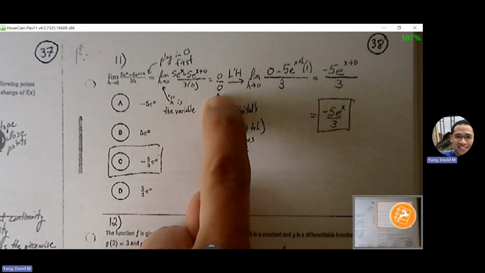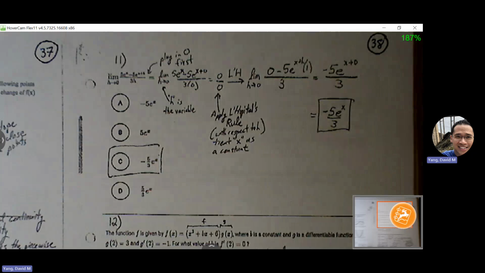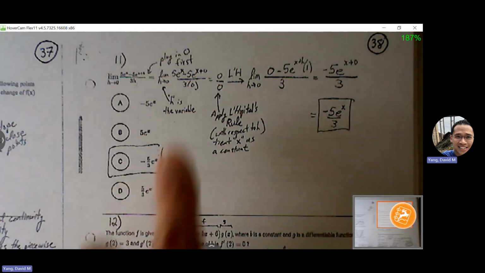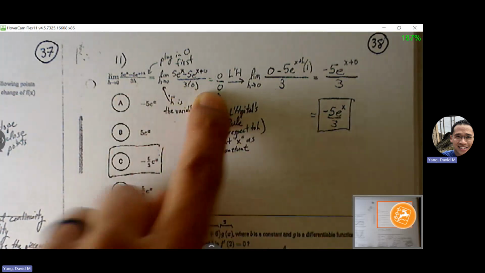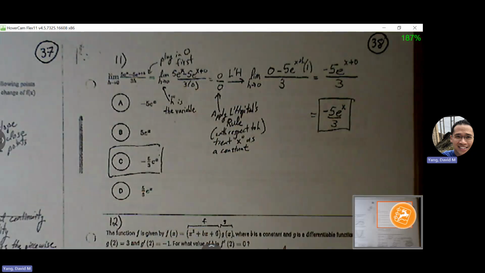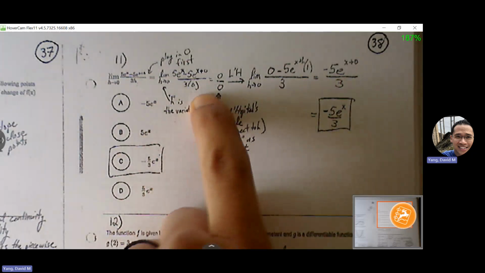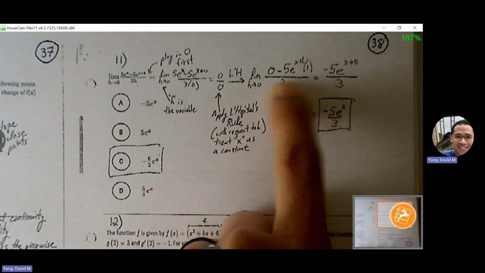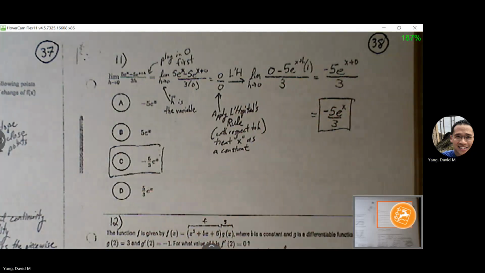The reason that we always want to check first is sometimes the limit already exists and we don't want to do L'Hopital's rule if our evaluation of the expression is going to give us a real number. Then we're going down the wrong process. So make sure that you're always plugging in your x value first before you decide on anything after that. Okay, so in this case, we find the derivative of the numerator and denominator separately, reevaluate.